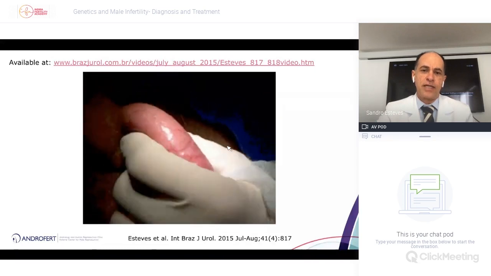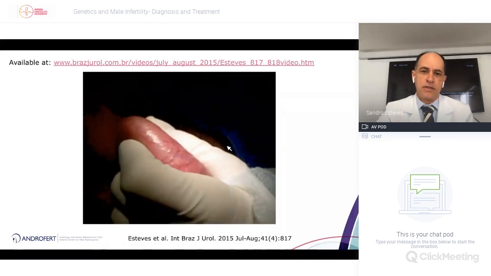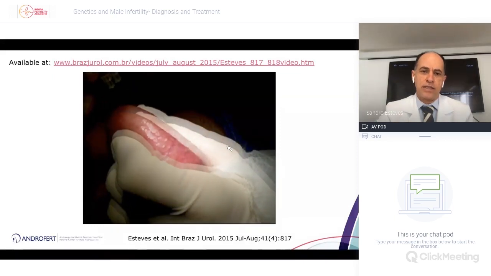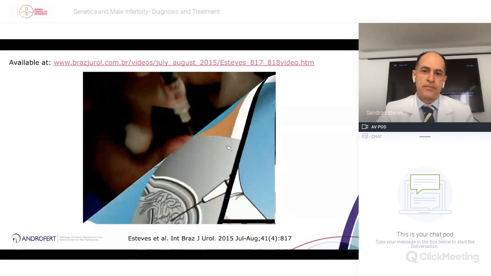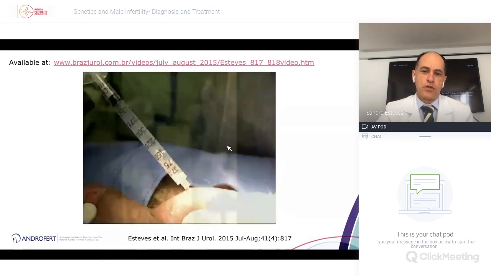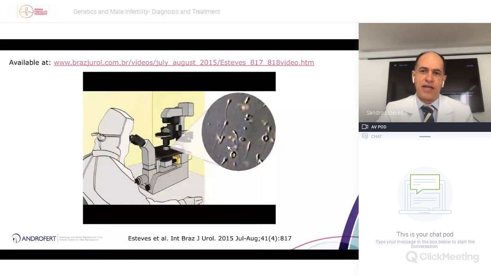You just need to grab the testicle firmly and identify the epididymis. In this case, I'm holding the head of the epididymis and using the syringe and needle, I'm puncturing the epididymis. I do some squeezing to make it easy to extract the epididymal fluid. And then we examine it in the IVF lab.